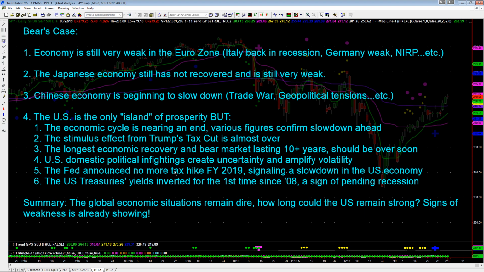Now, on Friday, for the first time since October 2008, the yield, in other words the interest demanded, on the 2-year treasury notes was actually higher than on the 10-year. What that means is that investors in the bond market are saying, okay, Uncle Sam, I'm going to lend you money for 2 years, but now I actually want more interest. I want more money from you for lending to you for only 2 years instead of 10 years.